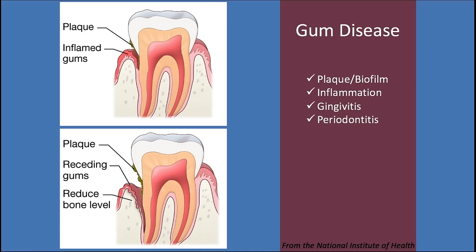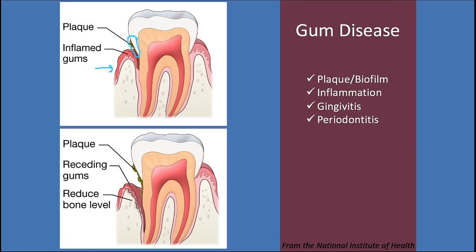Gum disease is the other main disease process that occurs in our mouths. Plaque refers to a collection of bacteria on the tooth surface, also called biofilm. If this plaque is not removed by mechanical brushing and flossing, the bacteria can not only melt away our tooth structure like in caries, but can also anger our gum tissue, which is called inflammation, which can make them red, swollen, and even painful. Gingivitis is an early form of gum disease where the gums become inflamed, so they're red, swollen, and can bleed easily.